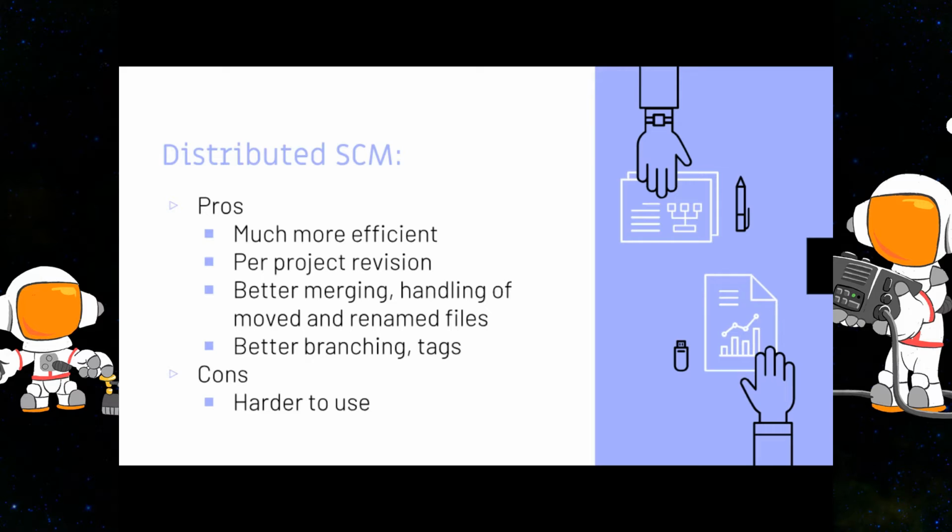Again, it's doing it on a per-project revision. Because of that, it actually handles merging a lot better. In particular, moved files and renamed files are handled a lot better in distributed SCMs. Instead of a per-folder revision system, because it's per project, so long as that file is moving within that project, it can keep track of it. And of course, it has better branching and tagging capabilities. It is considered an actual feature rather than Subversion's method of just creating another folder.